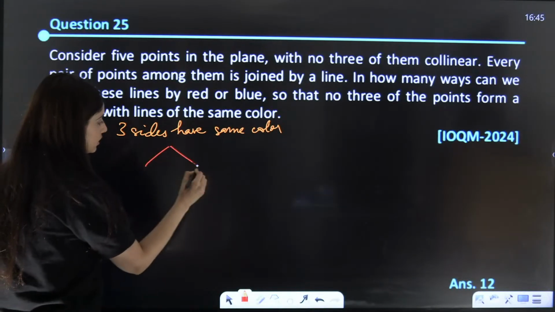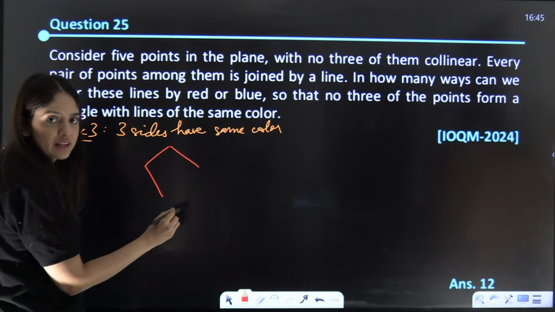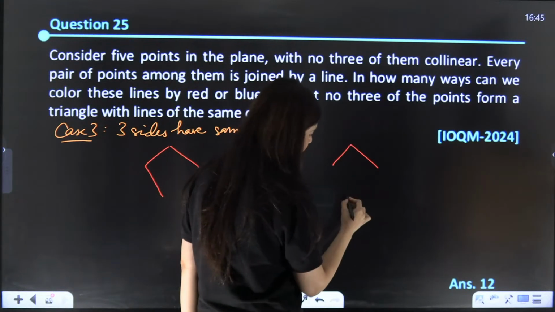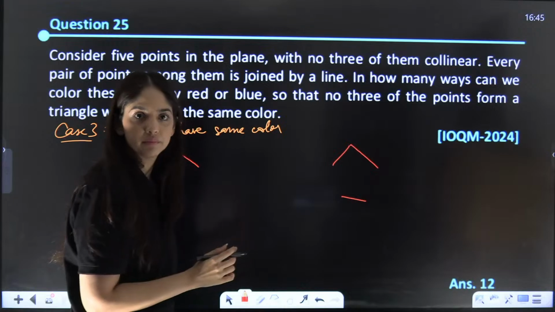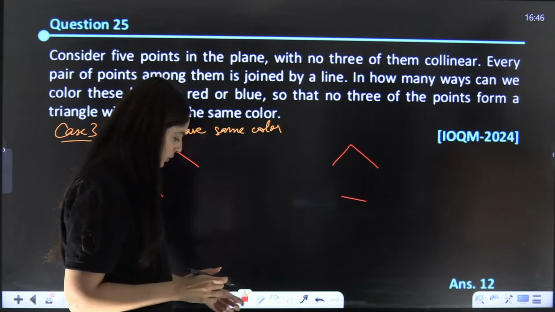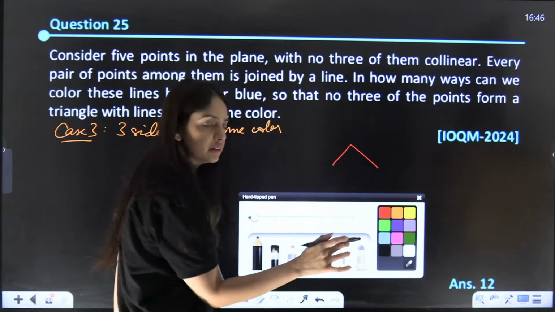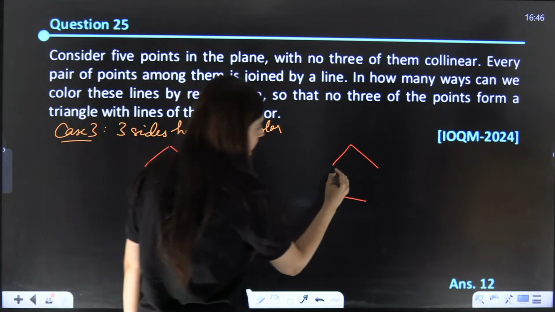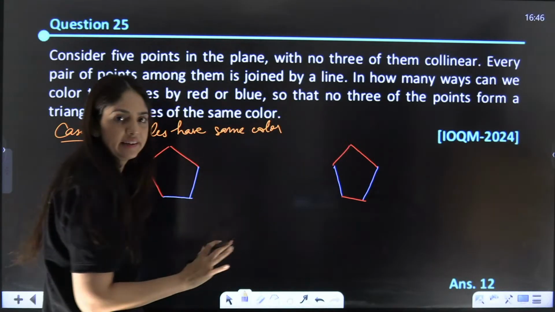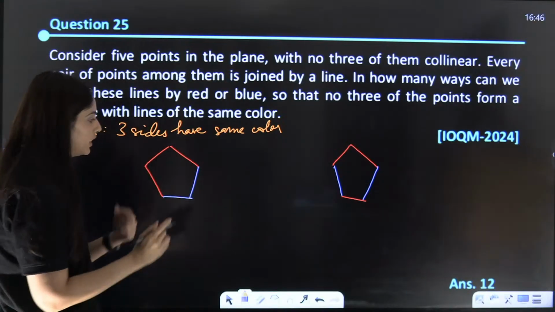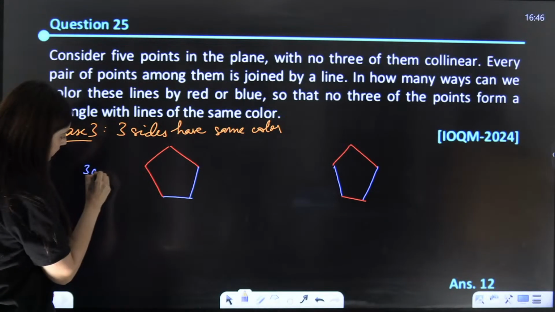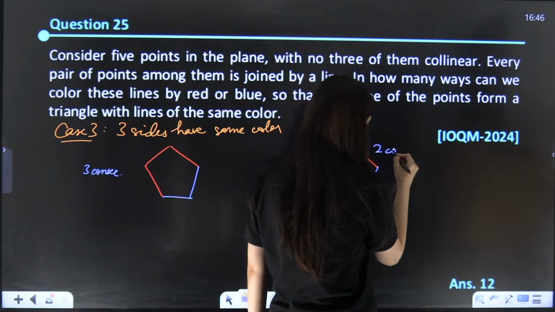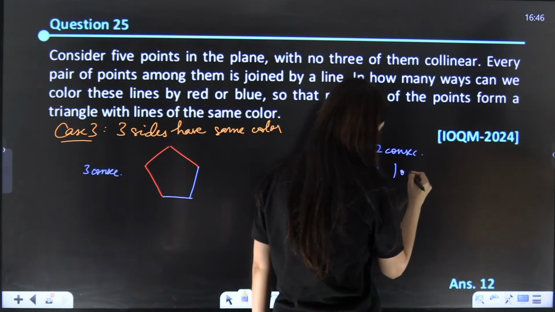Either 3 consecutive sides have the same color, or 2 consecutive and then 1 opposite, right? If we are choosing 3 sides with the same color, it can be red or it can be blue, but these are the only possible arrangements, right? 2 consecutive or 3 consecutive. This has 3 consecutive or 2 consecutive and 1 opposite.